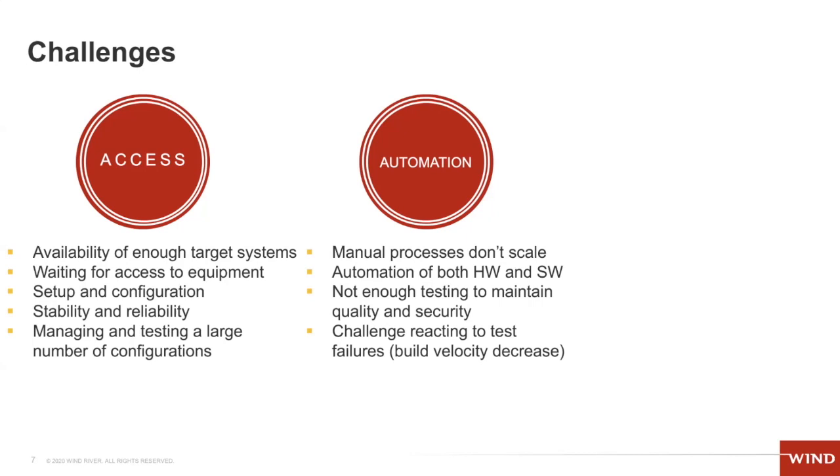And it's not just testing software. You might have to test hardware as well. Once there's an access problem, once there's a challenge around getting access, then you might not have enough testing to maintain the quality and security that you're trying to achieve by embracing DevOps. And remember, the idea is to fix the problems as they arise so they don't happen again. If you can't test, if you can't automate, that's going to be a big problem.